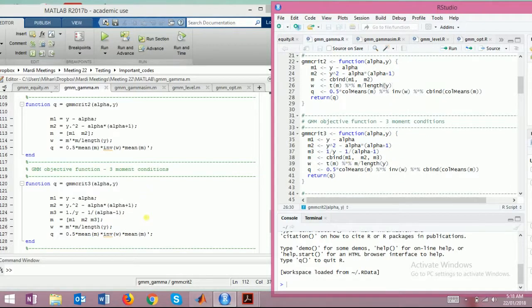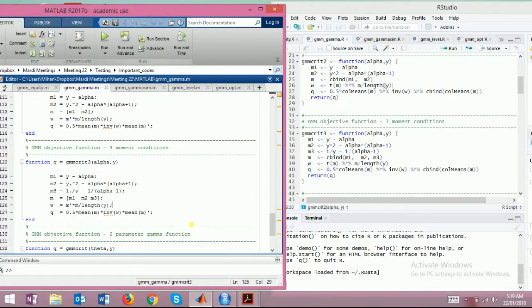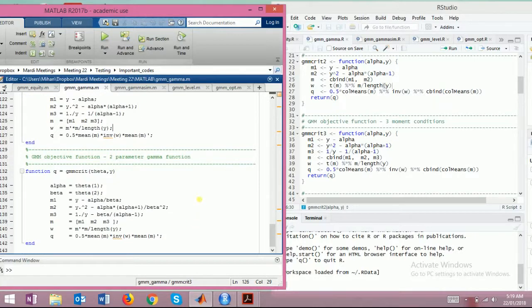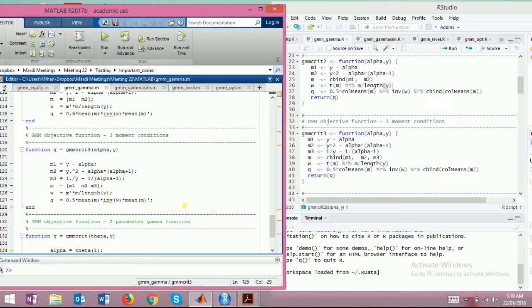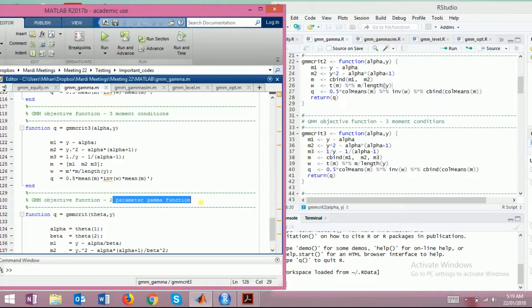Then a 3-moment condition: alpha y, when we have 1 minus alpha y square, alpha 1 by y minus 1 minus alpha 1. This is the 3rd moment condition, 1 by y minus 1 divided by alpha minus 1. We are familiar with this. So now M will have 3 columns and the equation will return the same thing. And then we have the objective function: 2-moment, 3-moment, 2-parameter gamma function.